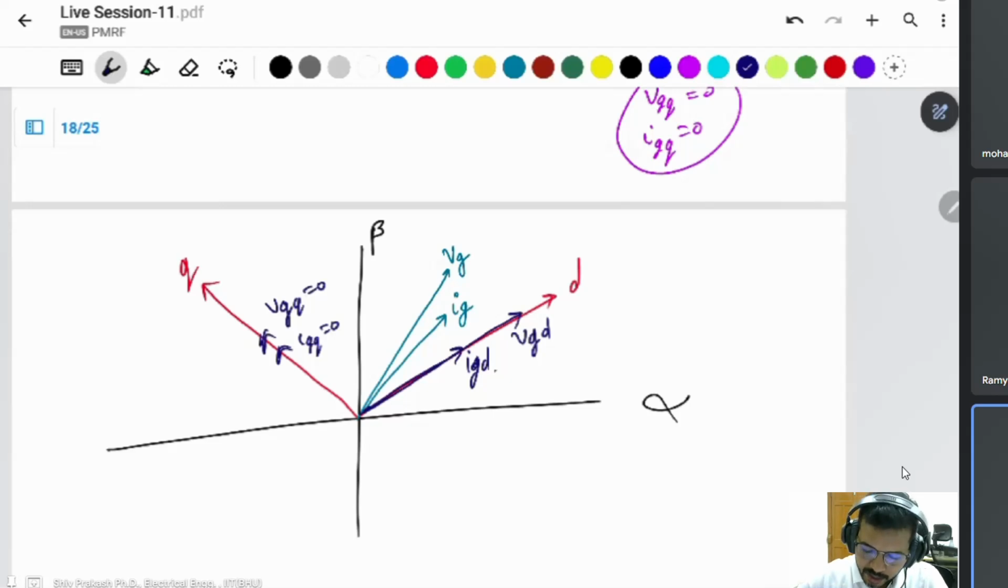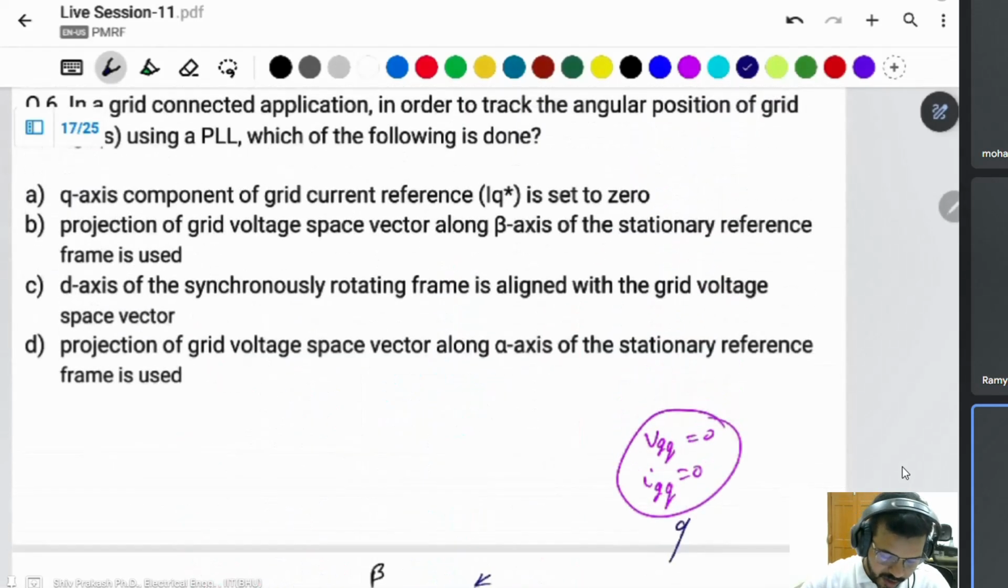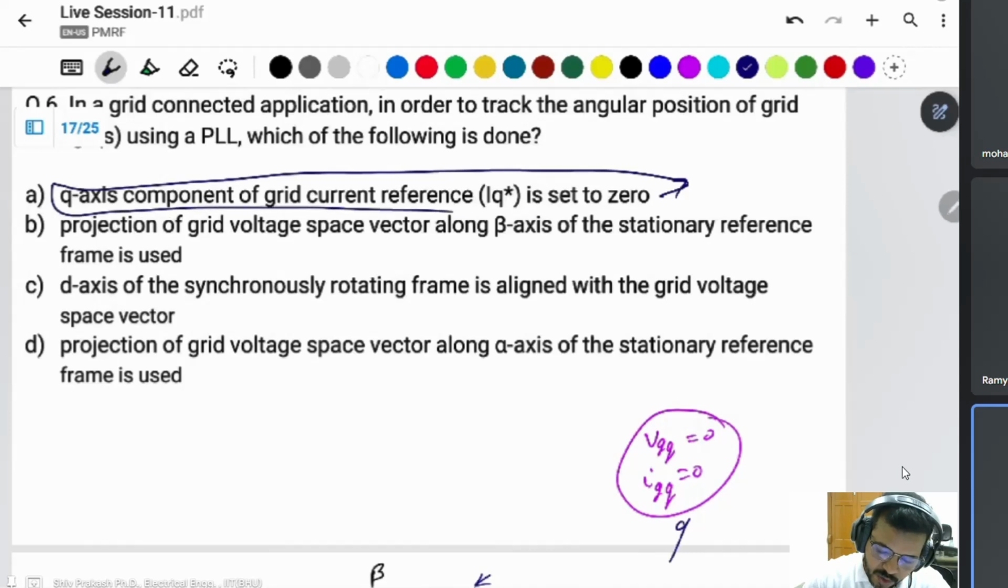But to find the PLL, we use this voltage along with the D axis only, and simply measure the angle between them. This angle, theta, you can measure simply, and by the controller you can make this one 0. That's why in this question the q axis component of the grid current reference is said to be 0. This is said to be 0 for finding the unity power factor.